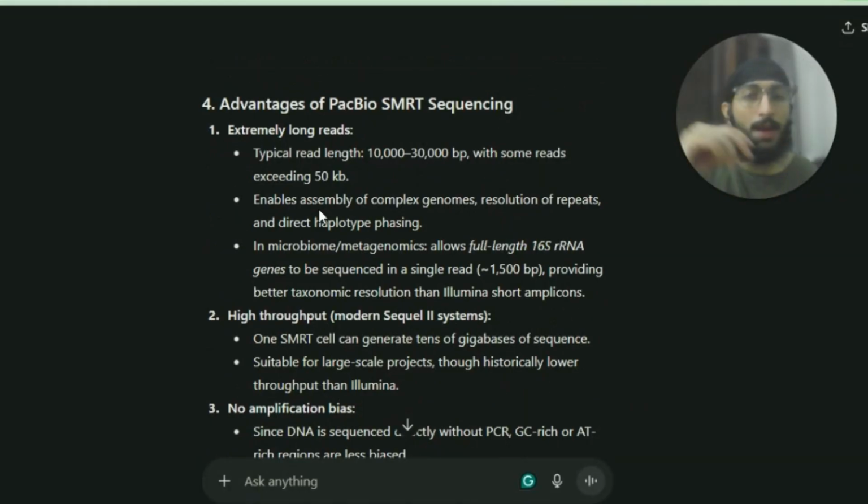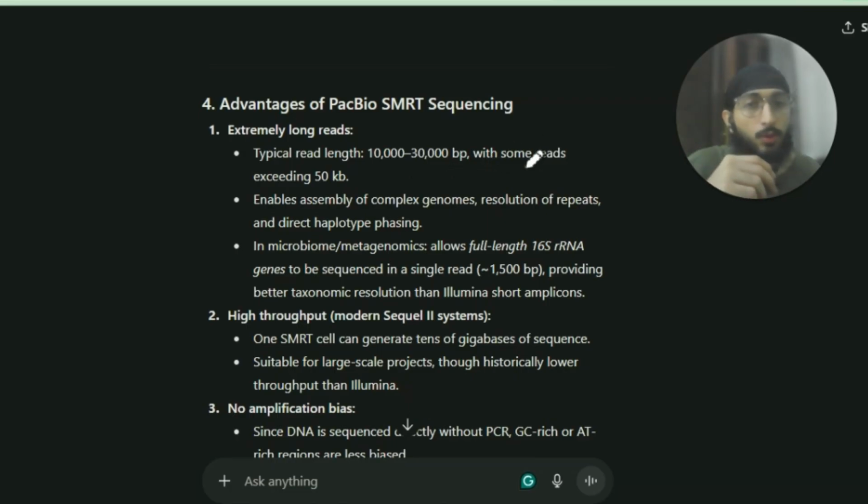Now moving on, advantages of PacBio SMRT sequencing. So it has extremely long reads, right? As compared to the Illumina that we discussed, Illumina used to have close to 150 to 300 base pairs as the read length. But in PacBio, we have a typical read length of close to 10,000 to 30,000 base pairs. That is much more than the Illumina read length, right?